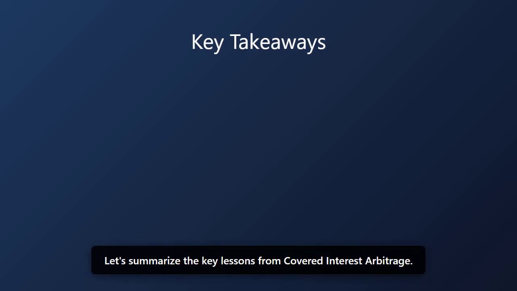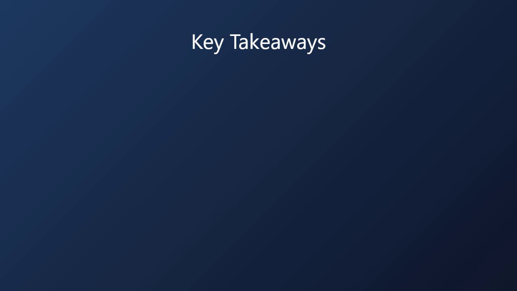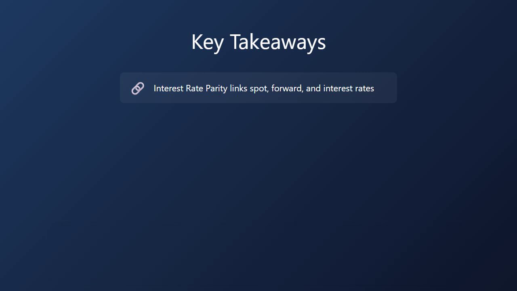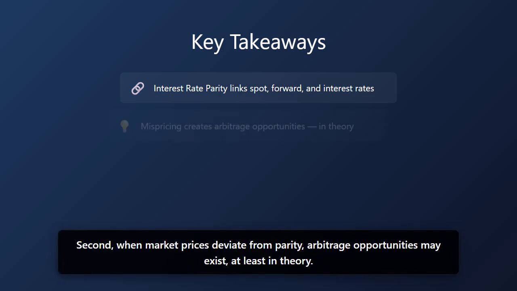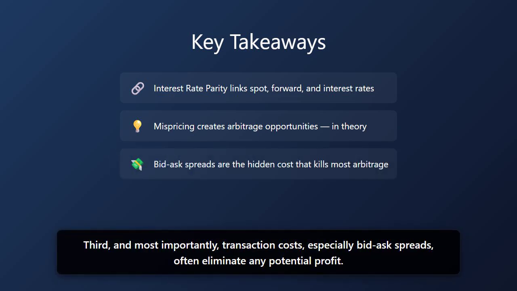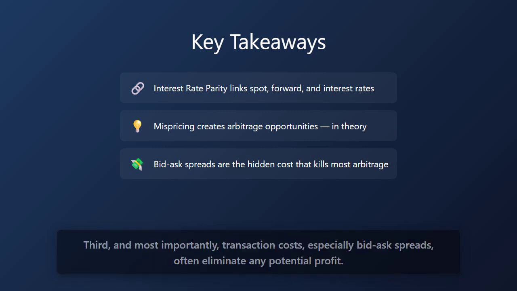Let's summarize the key lessons from covered interest arbitrage. First, interest rate parity links three things together: spot rates, forward rates, and interest rates. Second, when market prices deviate from parity, arbitrage opportunities may exist, at least in theory. Third, and most importantly, transaction costs, especially bid-ask spreads, often eliminate any potential profit.